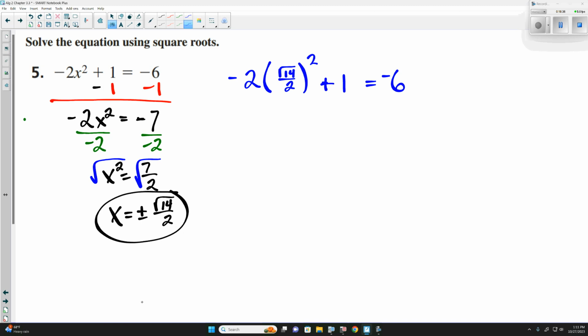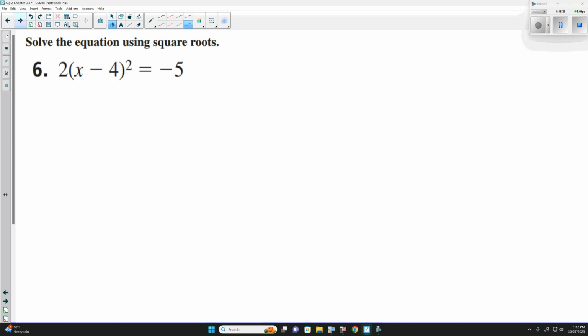Questions on this here? All right, we're going to do one more of these, then we'll do a few factoring, and then we're done for the day. So looking at this here, we do have a quantity or a term being squared. So we can use the square root method because we also don't have an x outside of that. So what would our first step be to get our term being squared by itself?